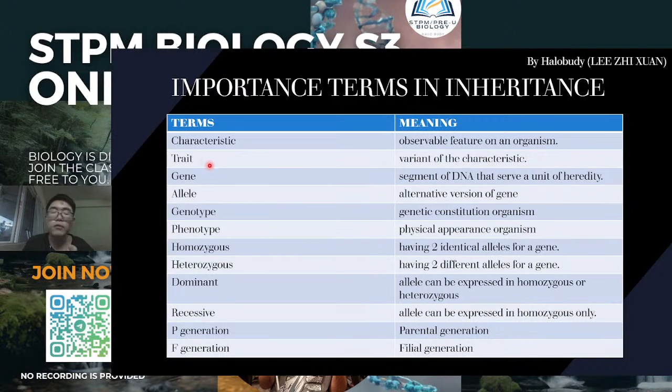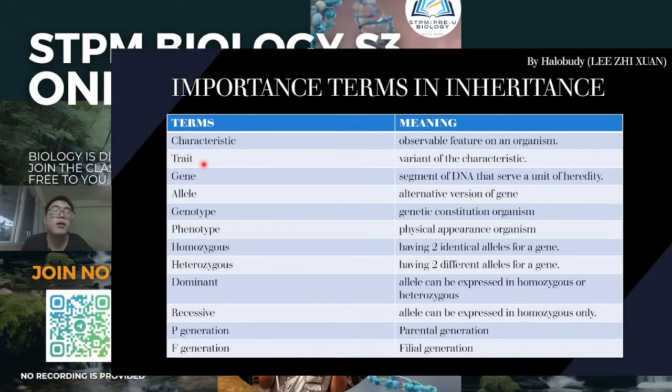If we use the pea plant as an example, flower color. So flower color is the characteristic. So what are the flower colors? Either it is only purple color or it is only white color. Right? Purple color or white color. So purple color and white color are the traits.